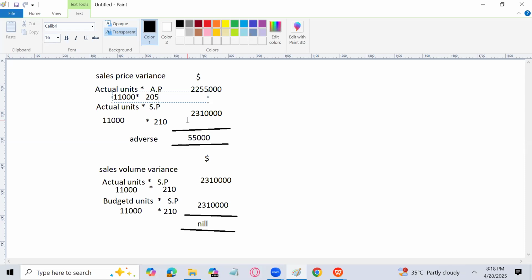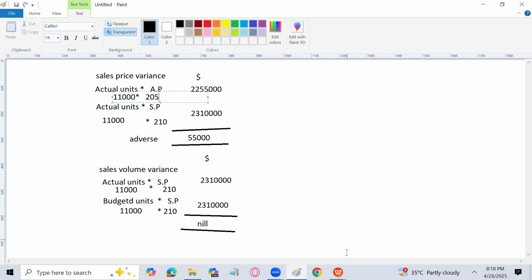Because of the sales volume variance, we are able to find the sales price variance. Otherwise it wouldn't have been possible, because we know that budgeted units are equal to actual units. So there is only one price which is missing, which is the actual price. By going in reverse, we have found that. So basically, this is a question of the reversal method, but a little difficult one.